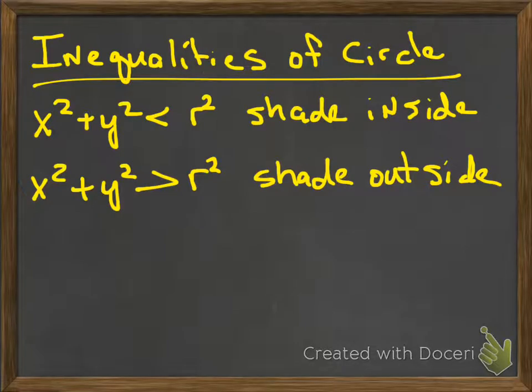I probably will squeeze this in with inequalities. It should always be like this. If it's less than, it's going to be shade inside. If it's greater than, it's going to be shade outside. So that should be kind of obvious. Yeah, we should have one for the multiple choice. Why not? It should be fun, at least for me. So let's look at an example of that.